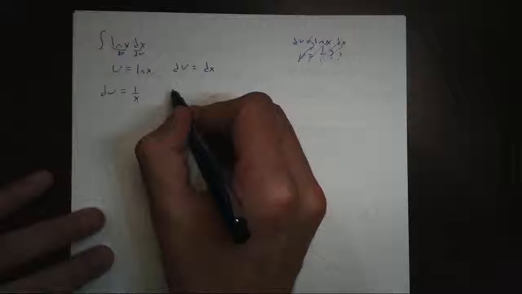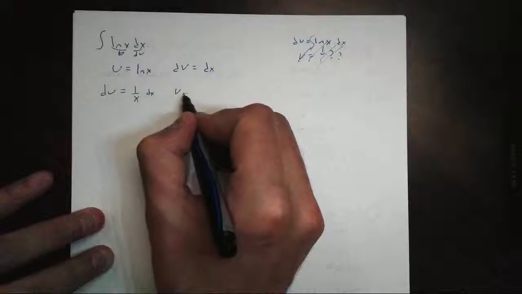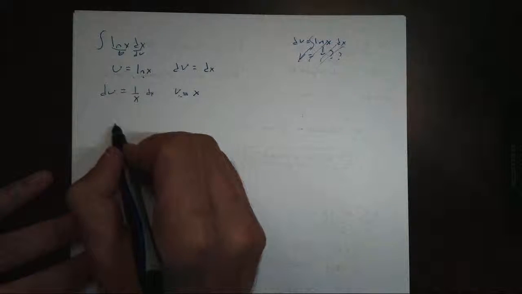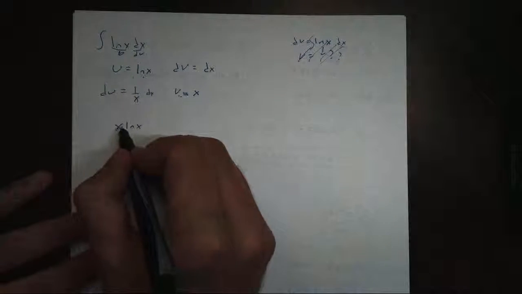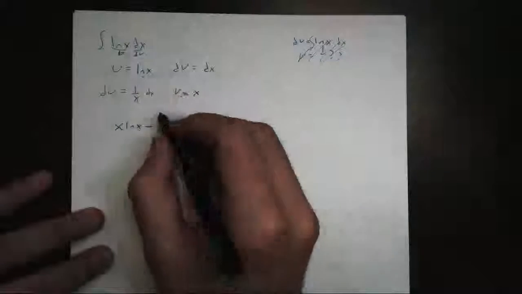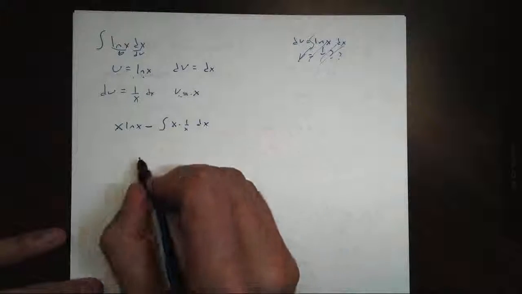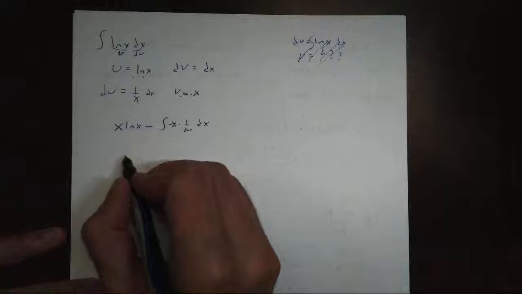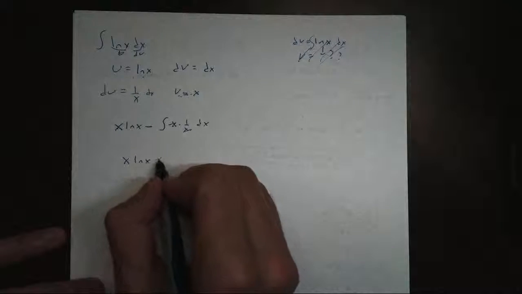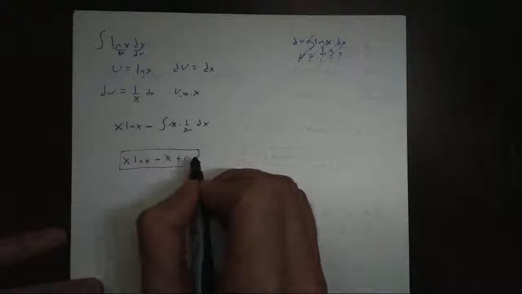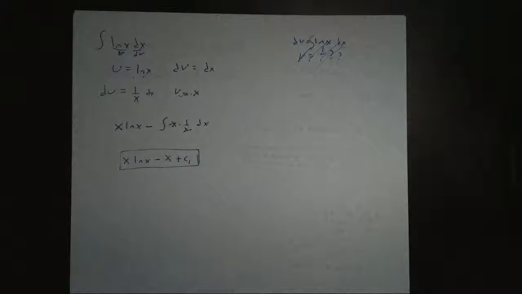Take the derivative, du, we get 1 over x, dx, v is just x. I plug it in. My rule, u times v, x, natural log of x, minus the antiderivative of v du, x times 1 over x dx. And very nicely, those just cancel. We get x, natural log of x, minus, that just becomes x, plus c1. And there's our antiderivative. If you go to part 2, we're going to take a look at a few more examples here, a little bit more challenging ones, so I'll see you then.